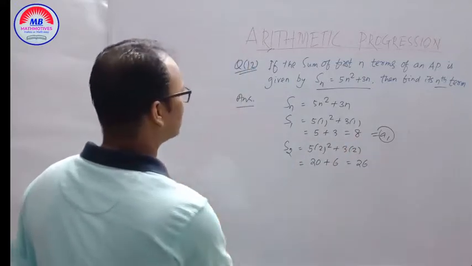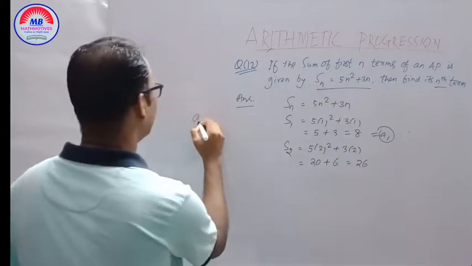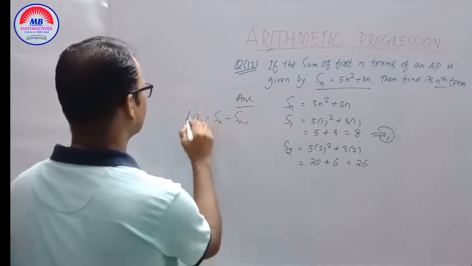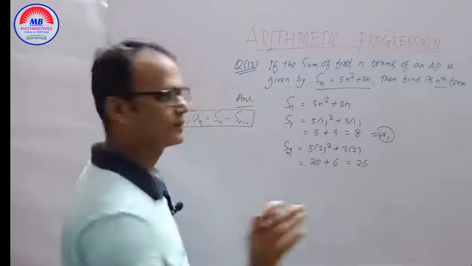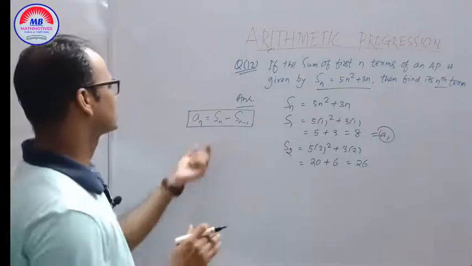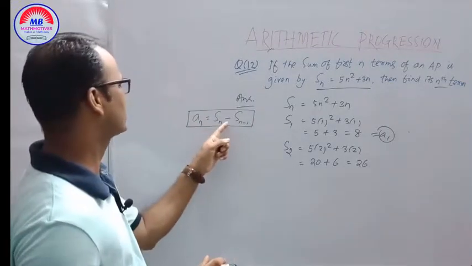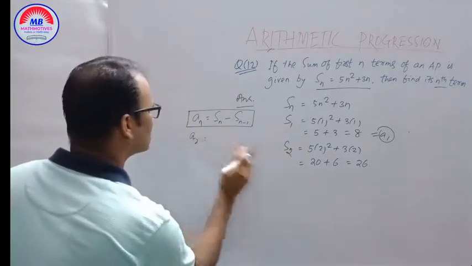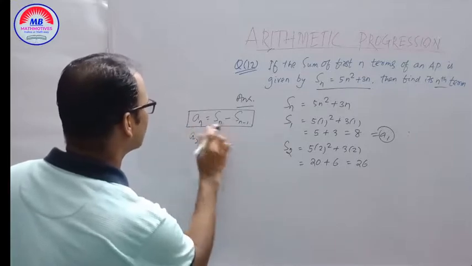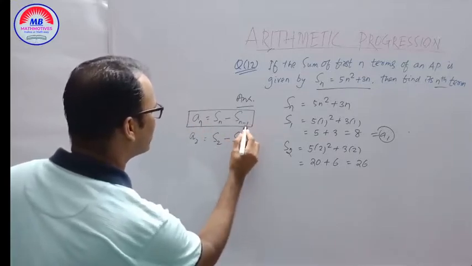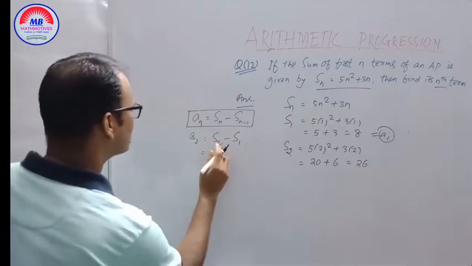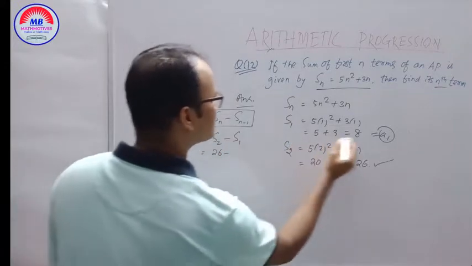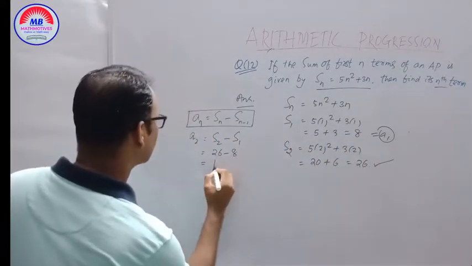We know that there is a formula: An is equal to Sn minus Sn minus 1. I have already discussed this in my last videos. You just refer to this formula, An equal to Sn minus Sn minus 1. So here you can put A2. That means A2 is S2 minus S1. What is the value of S2? S2 is 26 and S1 is 8. 26 minus 8 equal to 18.